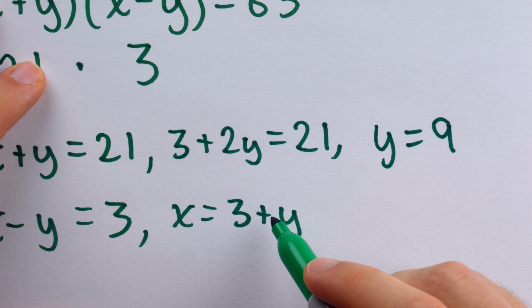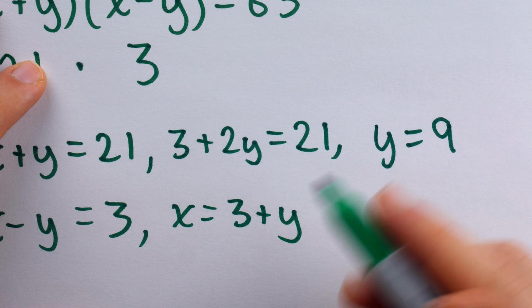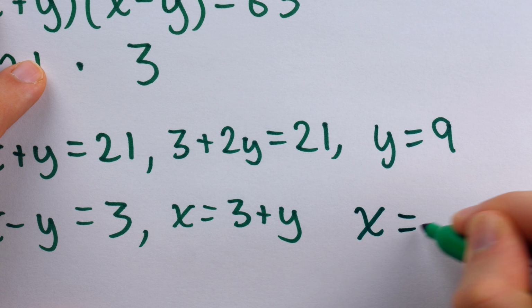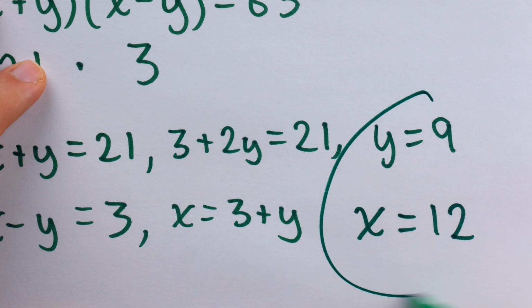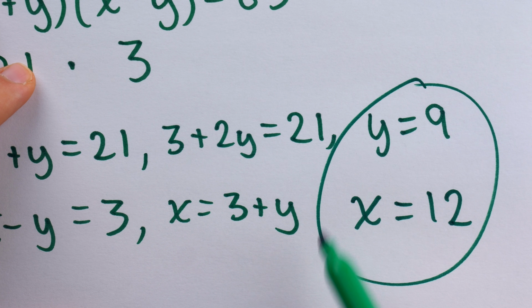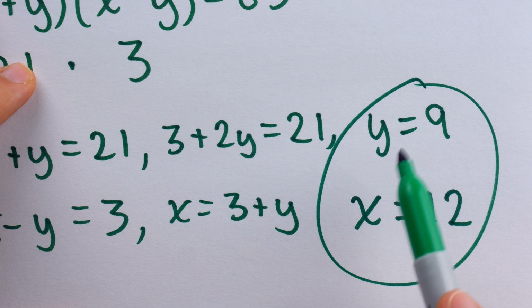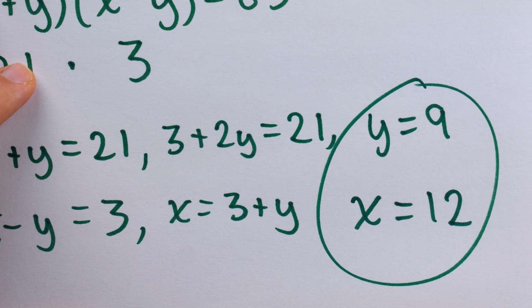Thus, plugging that into this bottom equation, we have that x is equal to 12. So that's another possibility for a wife and husband pair: the husband bought 12 animals at $12 each, and the wife bought 9 animals at $9 each.